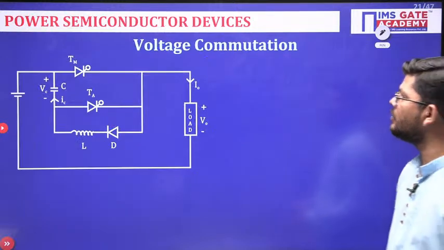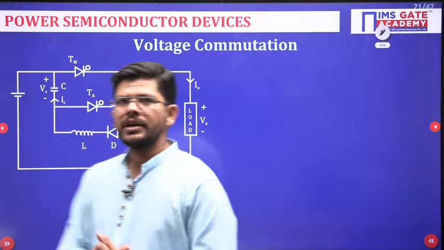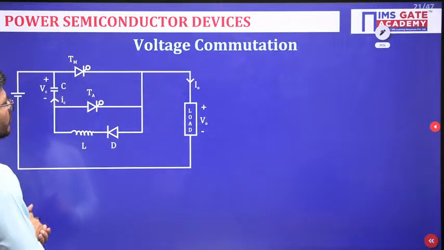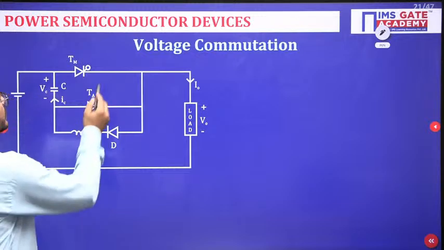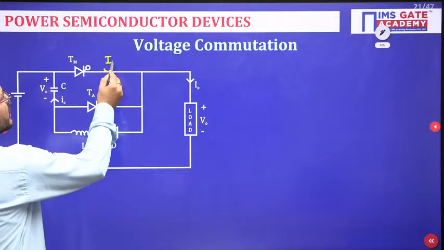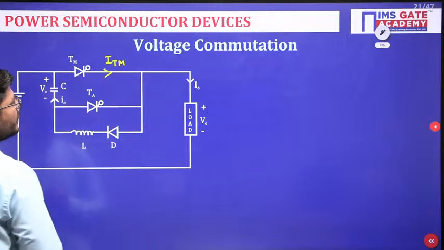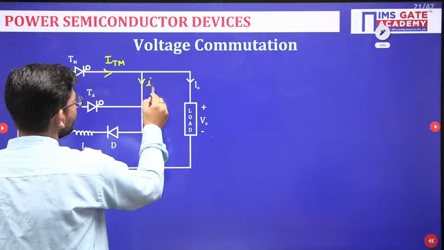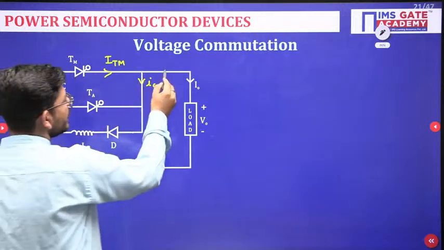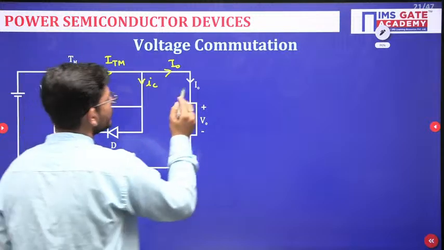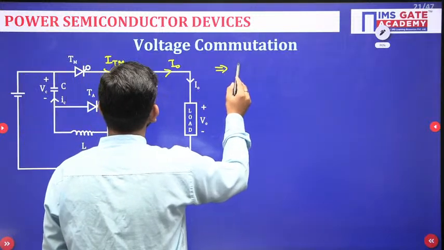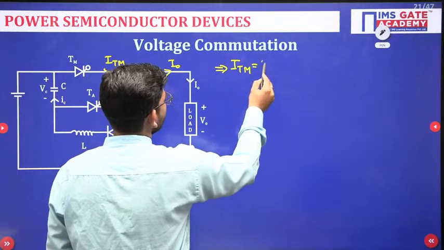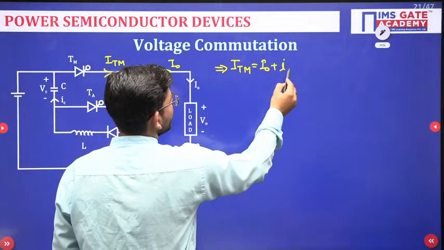Now after current commutation, we have voltage commutation. What will happen in voltage commutation? Just see, this is the circuit of voltage commutation. Again, this will be the ITM current, and we have this current as IC. When IC flows, it flows in this direction, and here we have the I naught current. So right now, KCL we have: ITM equals I naught plus IC.